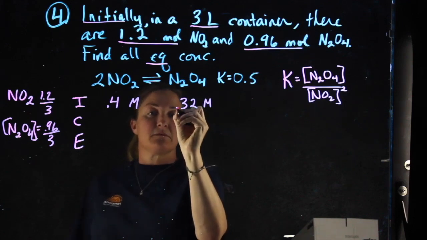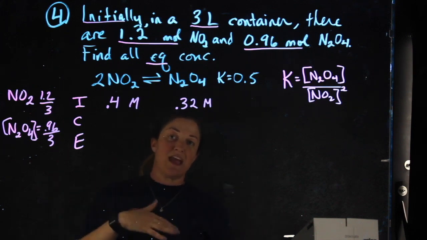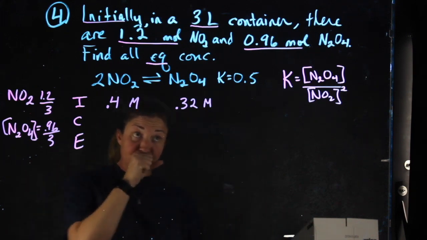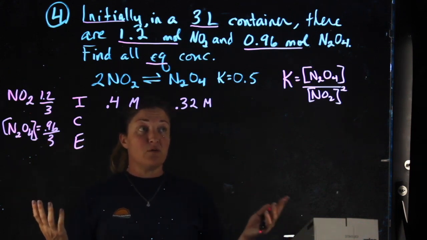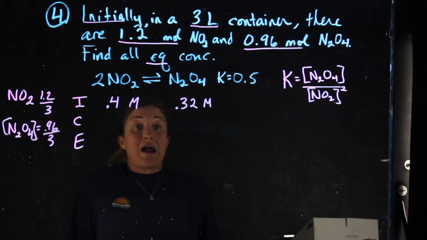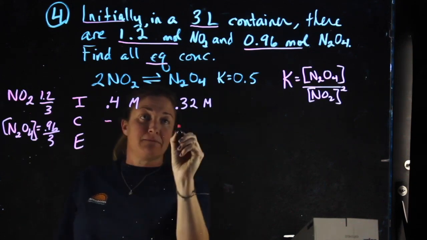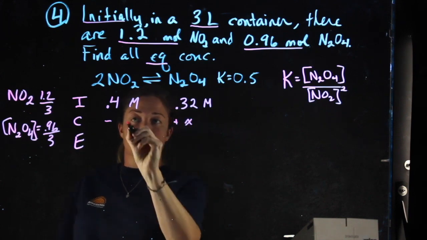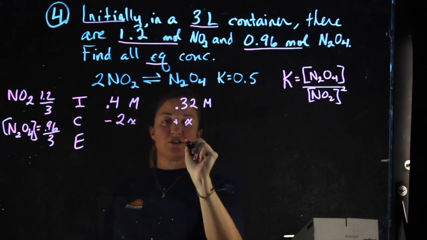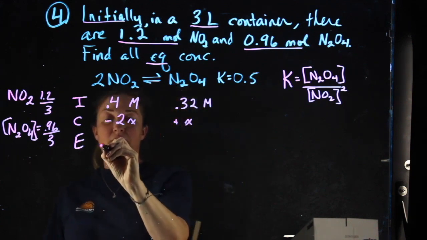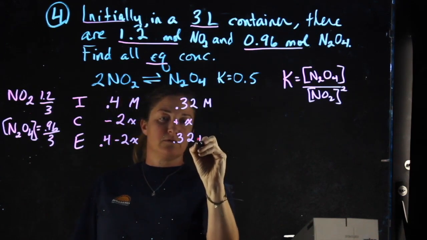Normally in a problem, I have some clues as to whether the reaction is going to go to the right or to the left, or which one loses, which one gains, which one gets minus, and which one gets pluses. With a problem like this, I have 2 choices. I can either figure out what Q is and decide which way it's going to go, or I can guess, and it's probably going to be likely. I'm going to make this side minus and this side plus. Since I have a coefficient of 2, minus 2x, coefficient of 1, plus x. At equilibrium, 0.4 minus 2x, 0.32 plus x.